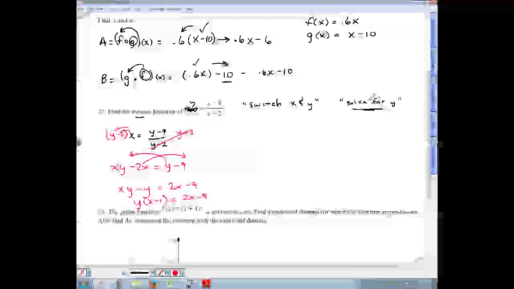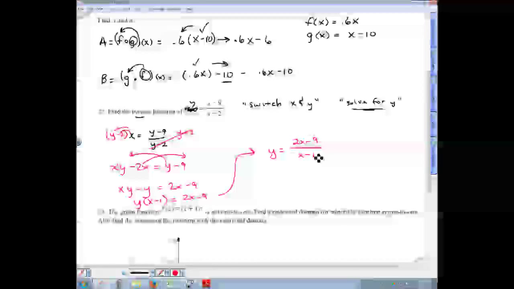The goal is to get y by itself. That's what solve for y means. And as long as there were multiple y's in the equation, you couldn't really get y by itself. So the importance here is that you factor out a y. Now you have a single y factor that's multiplying this factor of x minus 1. So to move the x minus 1 to the right side, you can divide by x minus 1. We had 2x minus 9 over x minus 1 as the inverse.